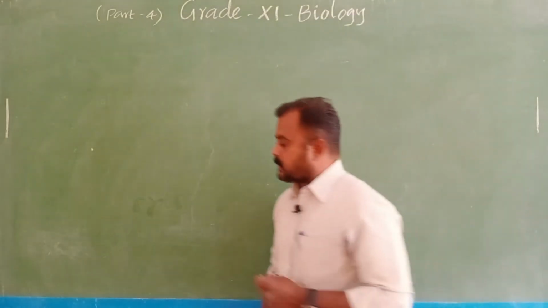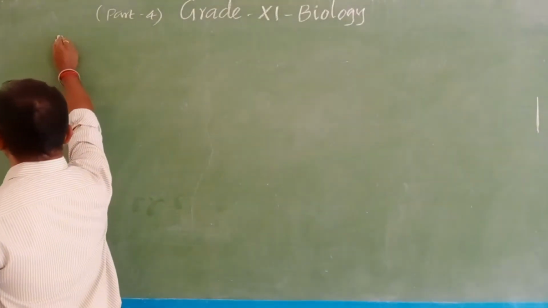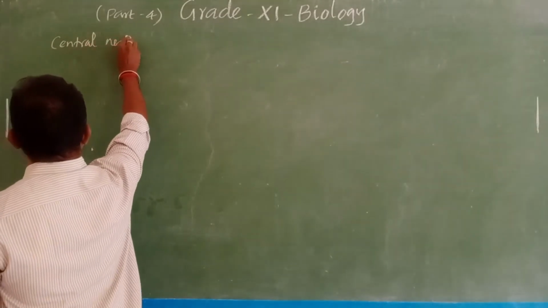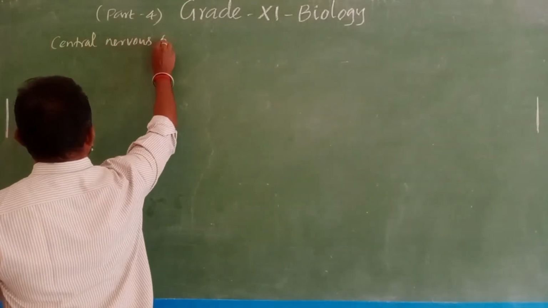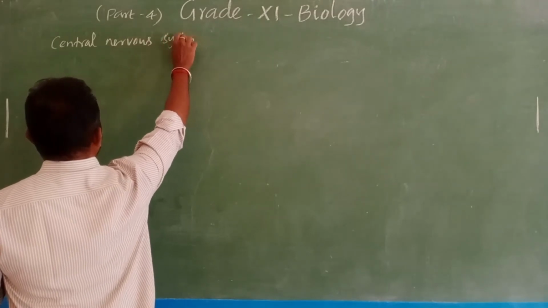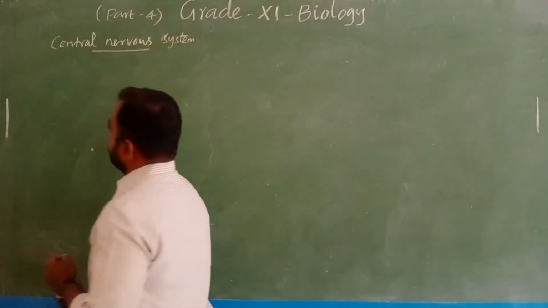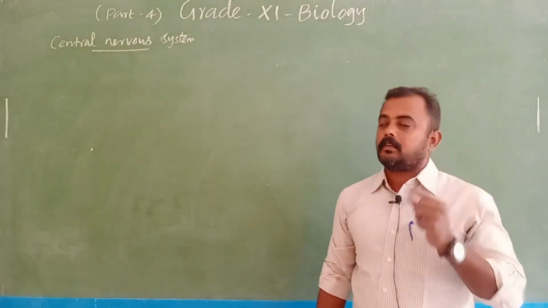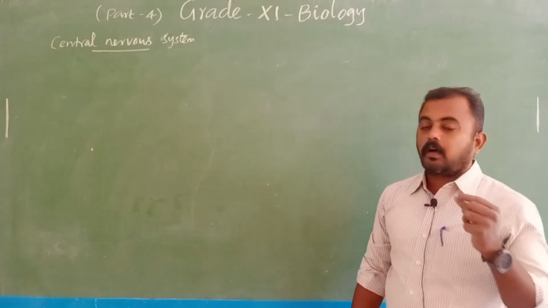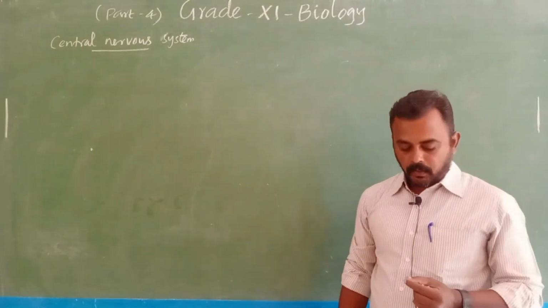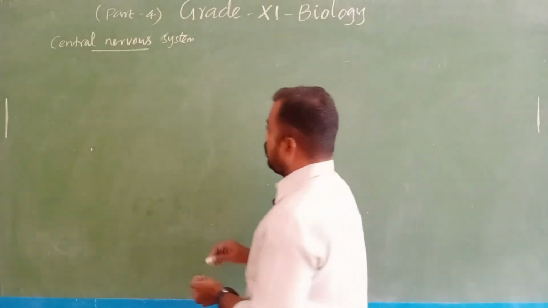Central nervous system. In the central nervous system, the main part is the brain. So now I will draw the structure of the human brain.